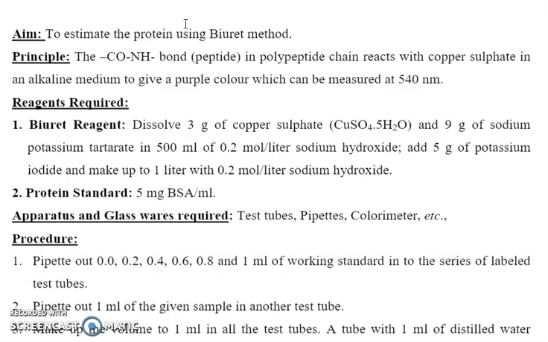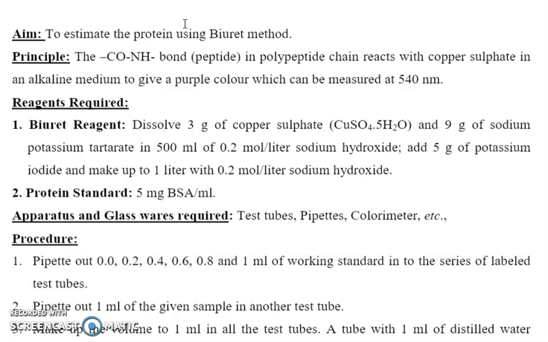This is a very important method, and as a rule of safety, I always suggest you cannot perform any experiments alone in the laboratory. Always perform experiments or any other activity in the chemistry lab in the presence of your supervisor and your friends. You cannot do anything in the laboratory alone. So let us start learning today's experiment, and the experiment name is to estimate the protein using the Biuret method.